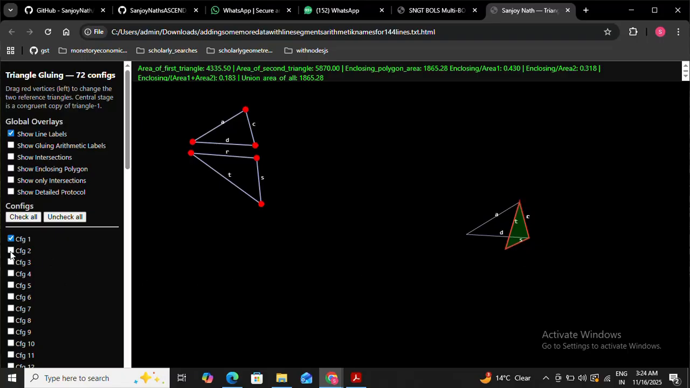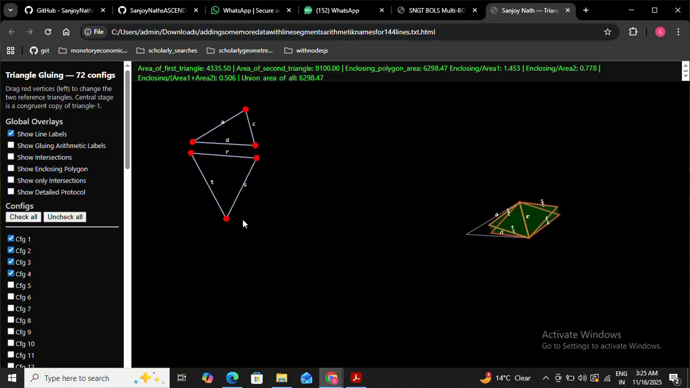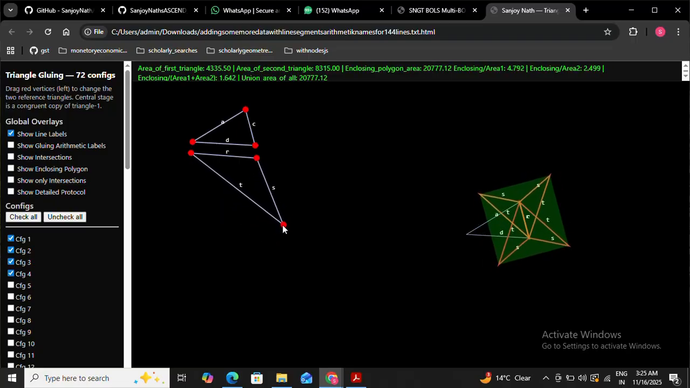When we open up configuration 2, we can see the mirror image of that previously glued object is also visible now. If we open up configuration 3, we can see the 180-degree rotation of the gluing rearrangement is also visible now. When we open up option 4, we can see the gluing behavior. The 4 types of gluing behavior on the same side are coming here.